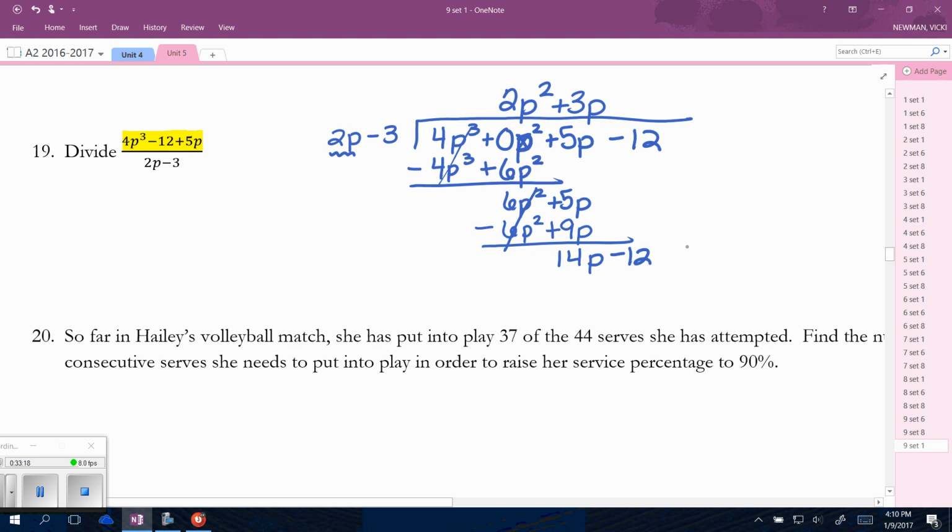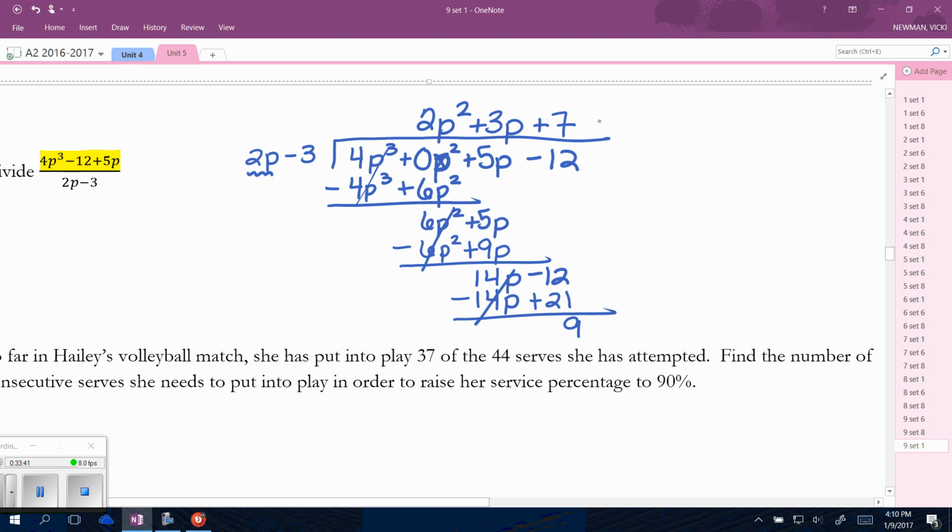14p divided by 2p is plus 7. 7 times 2p is 14p. 7 times negative 3 is negative 21. Subtract, minus, plus. What's that, 9? That's the difference. I have a remainder of 9, so plus 9 over 2p minus 3. Check to see if that should be your remainder.